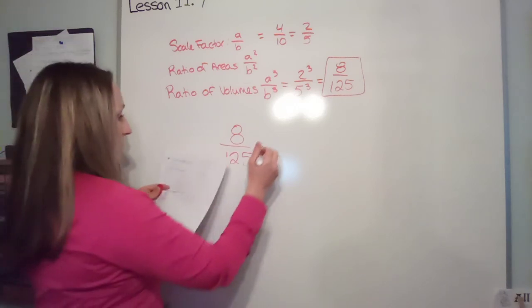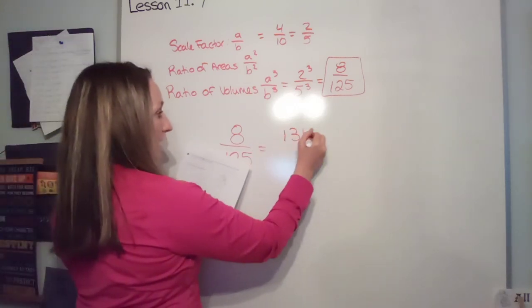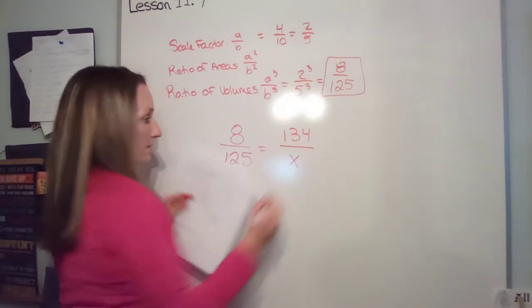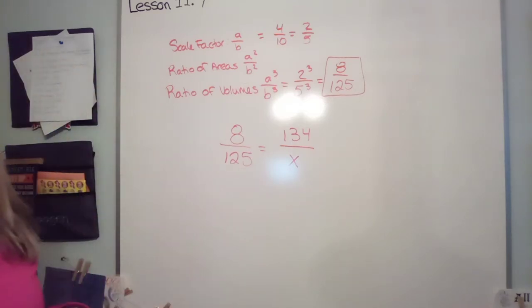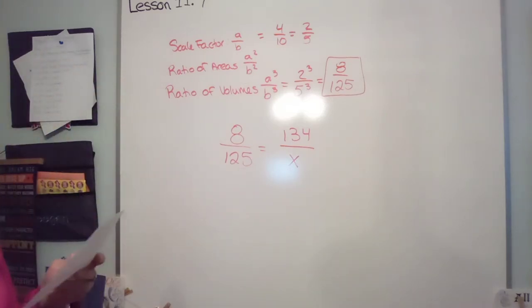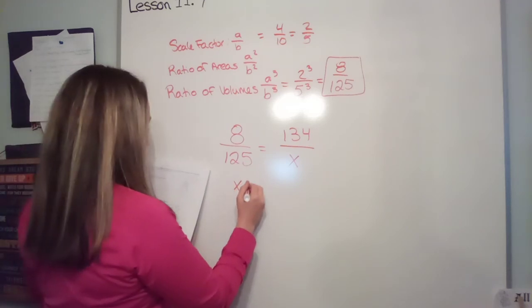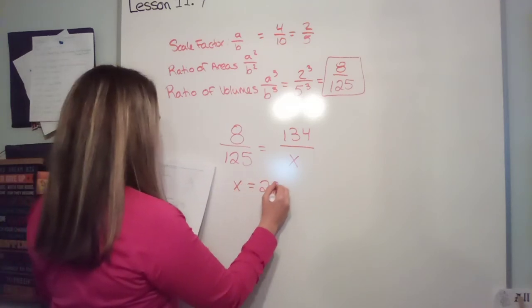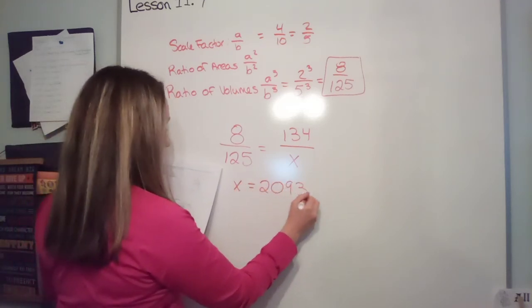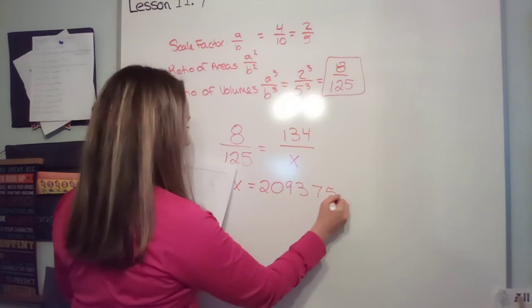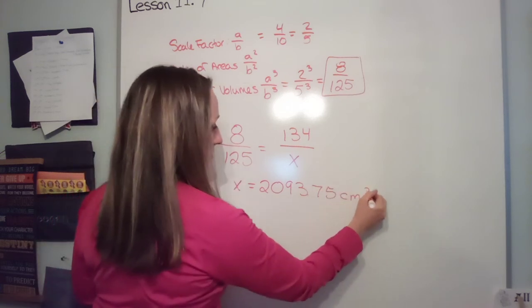So it's 134 was given as the volume of A. I don't know the volume of B. So now it's a proportion, and you just have to cross multiply and divide. And when you do so, you're going to get that X is equal to 2,093.75 centimeters cubed.